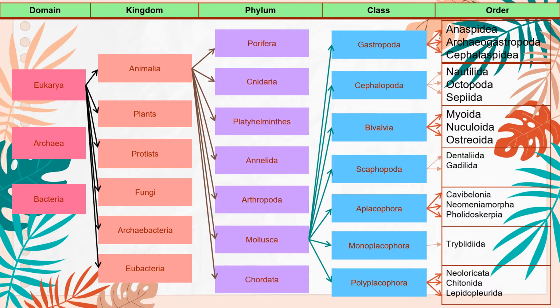The first is Anaspidea, Gastropoda, and Cephalaspidea. From the Cephalopoda, we have Nautilida, Octopoda, and Sepiida. And lastly, Bivalvia is divided into three orders: Myoida, Eucoloida, and Ostreoida.